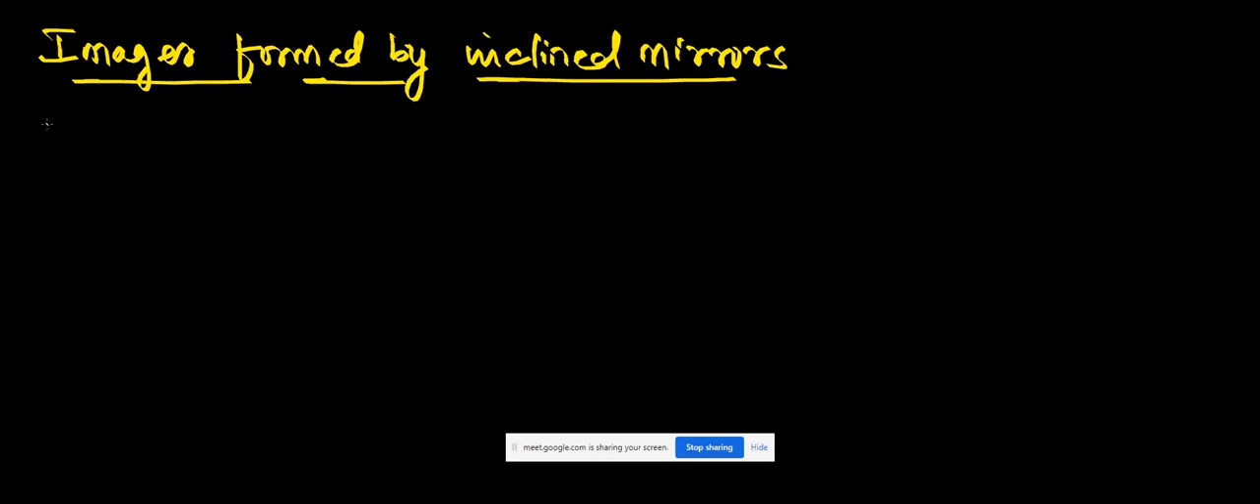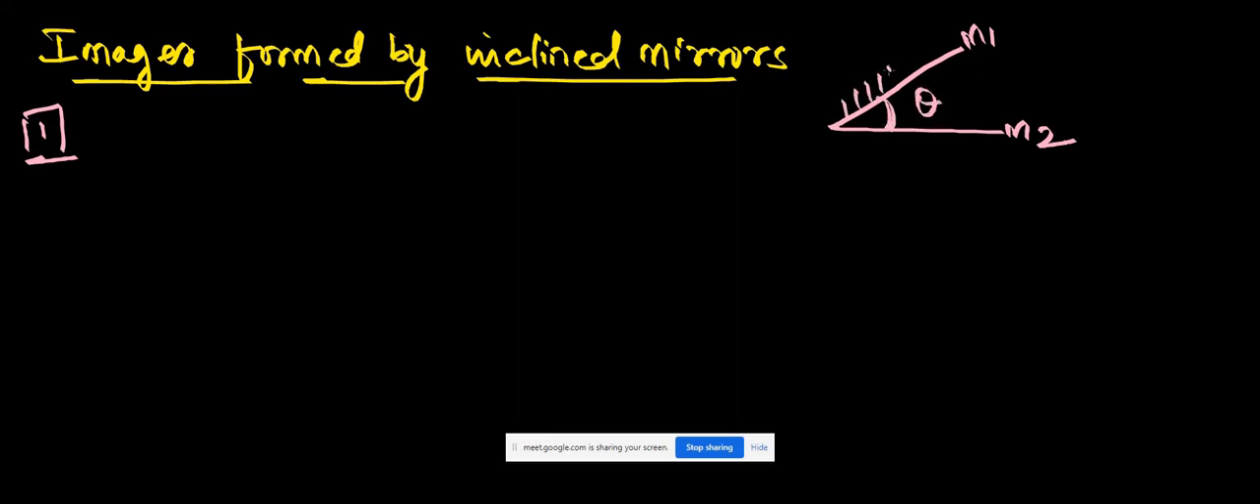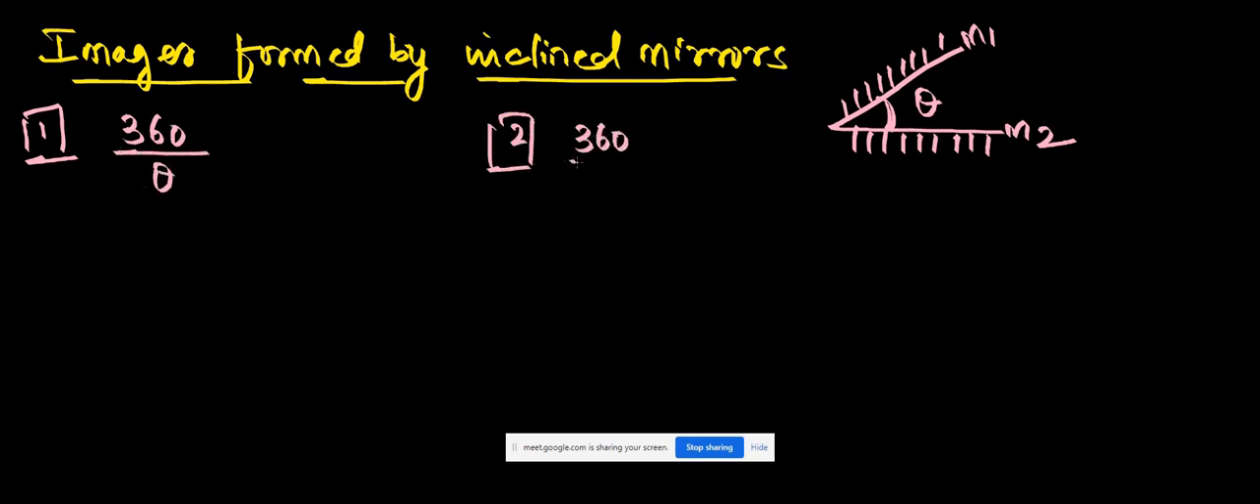Now here you have to consider two cases. Let this be mirror 1, let this be mirror 2. The angle between them is taken as theta. What is theta here? This is the angle between the first mirror and the second mirror. So what are the two cases? In both cases you have to take 360 by theta. If 360 by theta is odd, one case. If it is even, the other case.